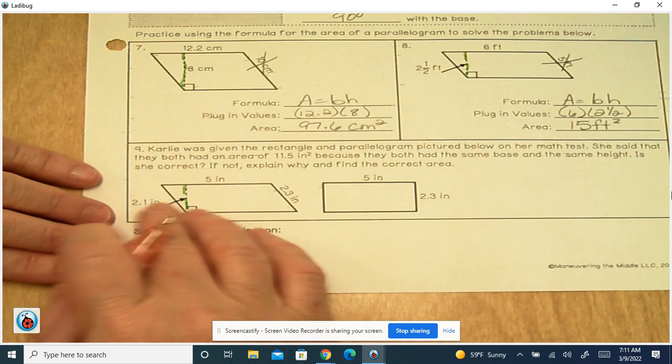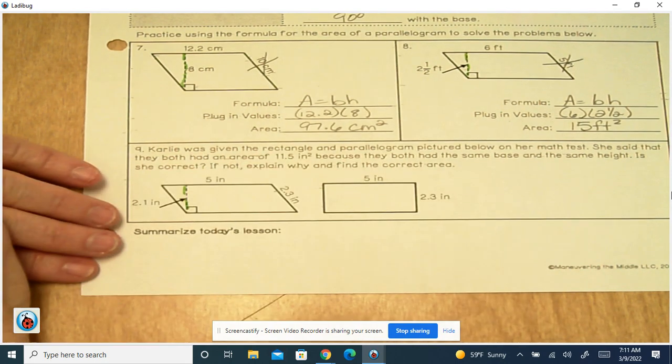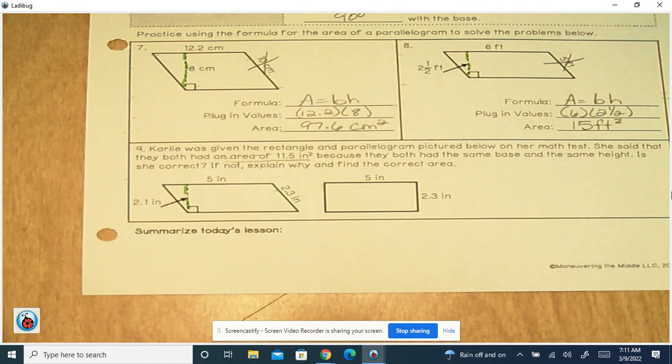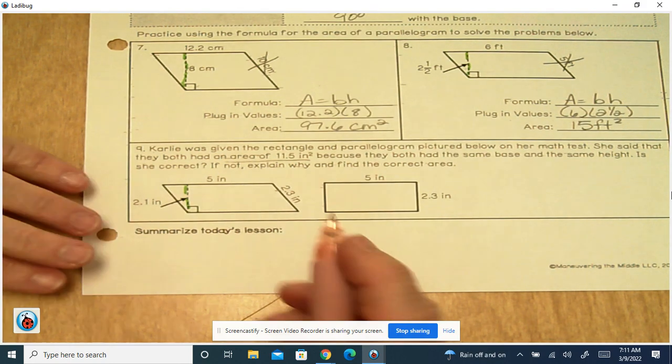All right. Here's these two. Carly was given a rectangle and a parallelogram pictured below on her math test. She said that they both had an area of 11.5 because they both had the same base and the same height. Is she correct? If not, explain what she did wrong.